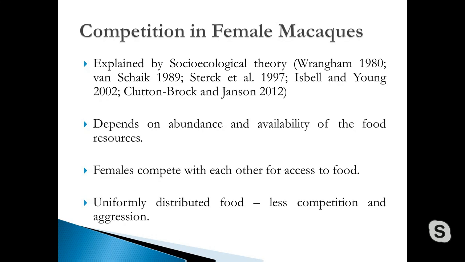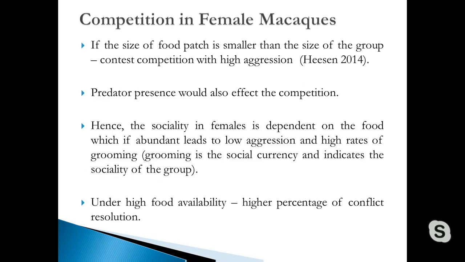However, if the size of the food patch is smaller, it will lead to contest competition with really high aggression, which was also suggested by Marley's reason in a 2014 paper. Ranshek and group also suggest that predator presence affects competition. However, this is under debate, and there are a lot of new theories which say predation is secondary and the most important thing is how the food distribution is in a particular home range.